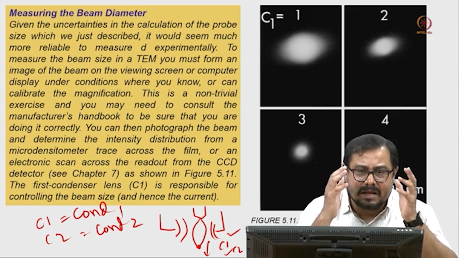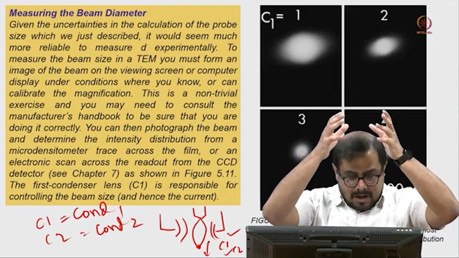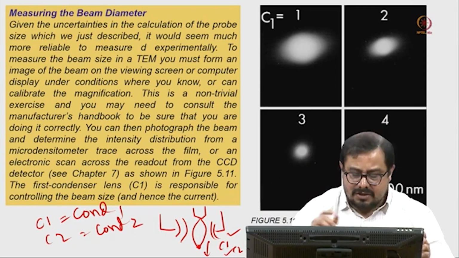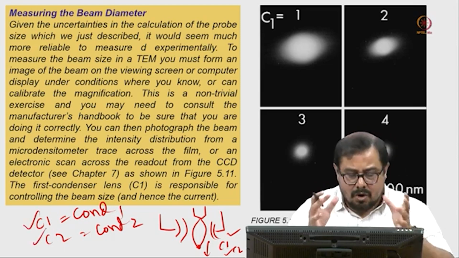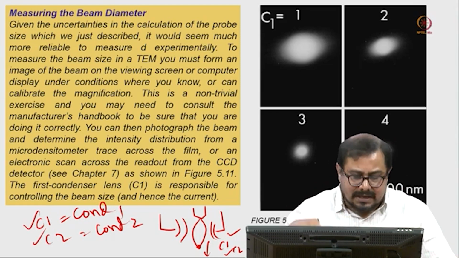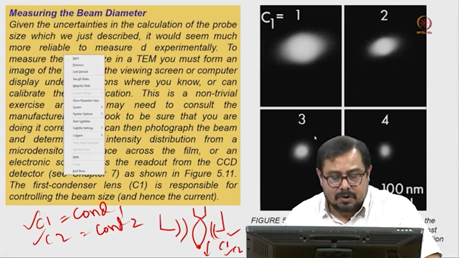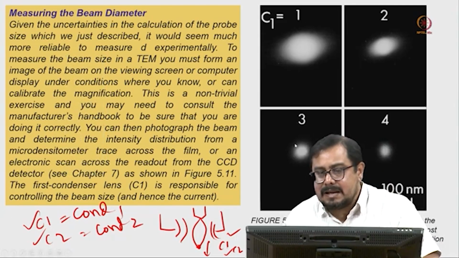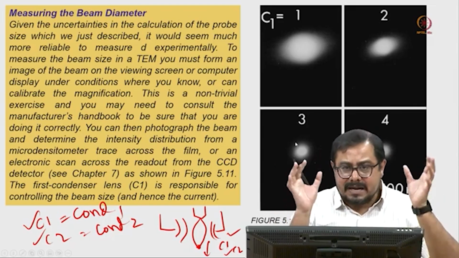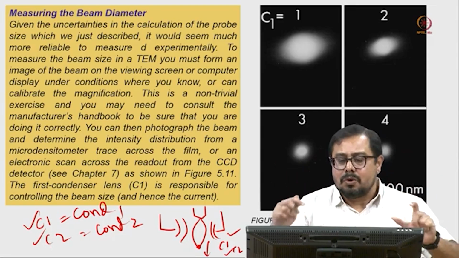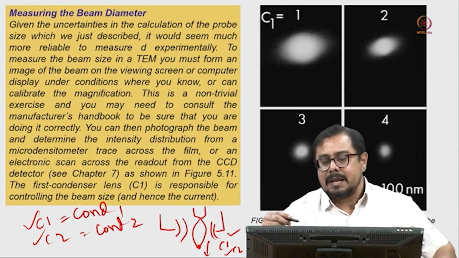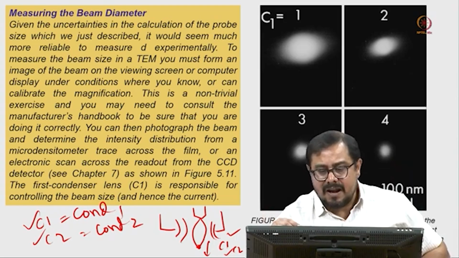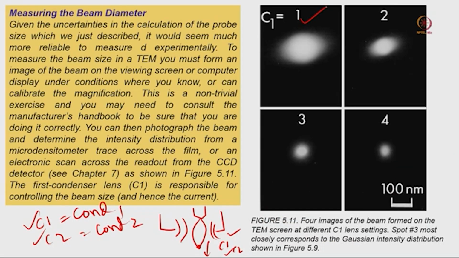And how can we measure that beam diameter? The entire electron beam is coming, and based on the magnetic field of C1 or C2, we can get the diameter of this electron beam. Here we are just using the C1 lens, and we can use different magnetic fields for the C1 lens, which controls the beam diameter. Here you can see, if we use a very low magnetic field for the C1 lens, you get a much wider beam diameter, where the beam diameter is much bigger.